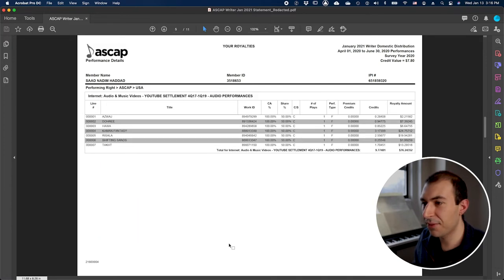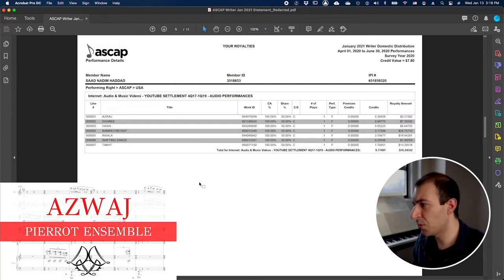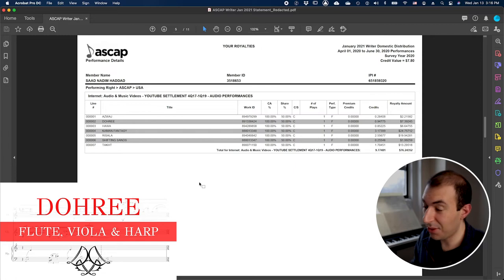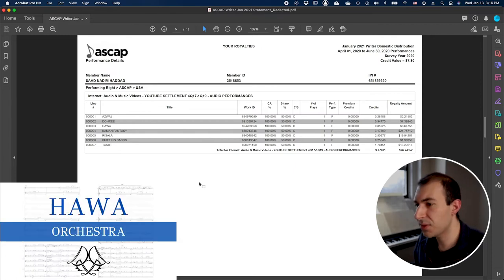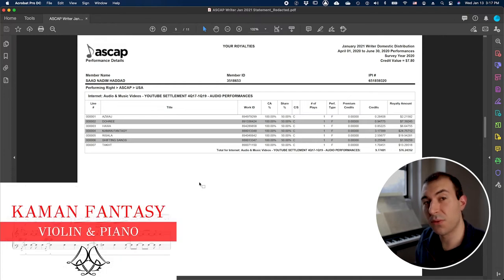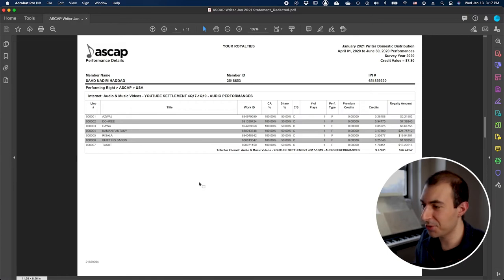Moving on. Here we have the breakdown of the pieces that came out of this YouTube settlement. So you see, it's not really that much money. We have all these different pieces, Azuaj, $2.21, Dori, $7.39. Then we have Hawa, $6.64, and then Command Fantasy, wow, $24.75. I promise these totals get bigger and bigger as we go through the video, but you see here that this YouTube settlement money wasn't really that much, okay? I'm assuming this is the money that was taken from pieces that I have up on my YouTube channel.